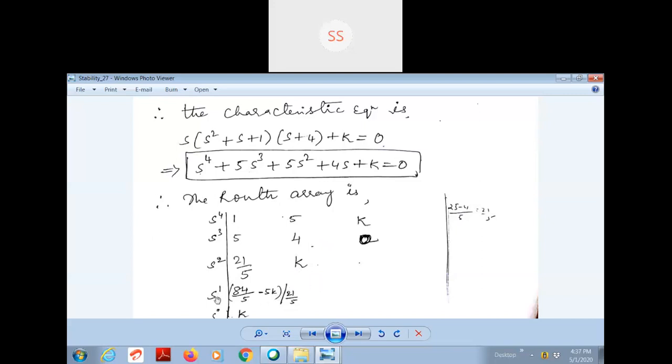Similarly, come to this s to the power of 1. So here, s power 1, the first element is 21 by 5 into 4.